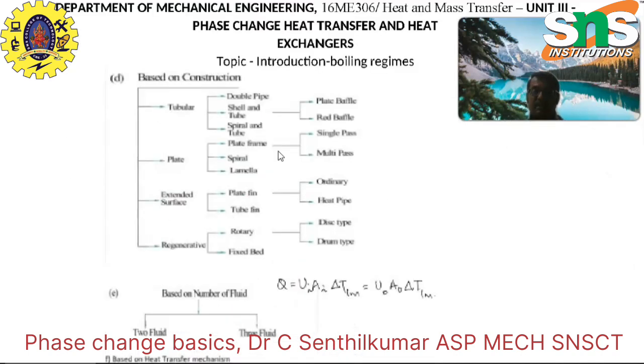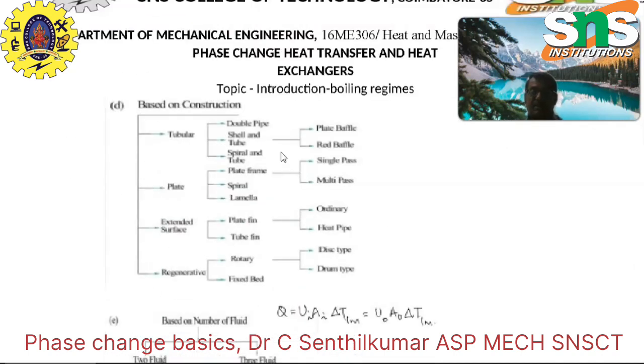And coming to another classification, based on construction: tubular, plate and extended surface, and regenerative type. So these are the construction based heat exchangers: double pipe, shell and tube, spiral tube, plate frame, spiral, lamella. Nowadays the names have also changed.